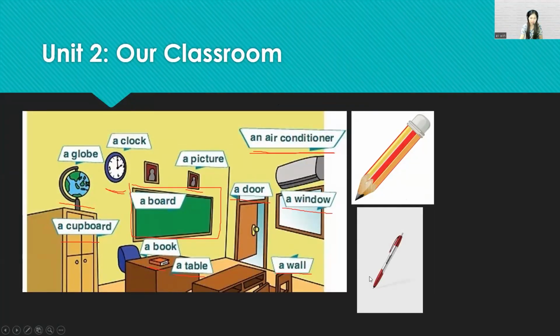What is this? Pen. Normally, the secondary student use pen.